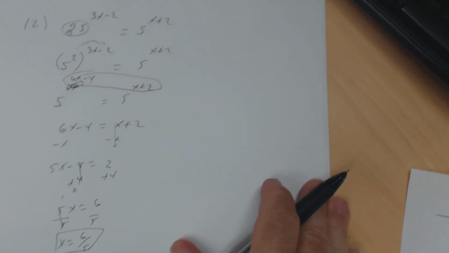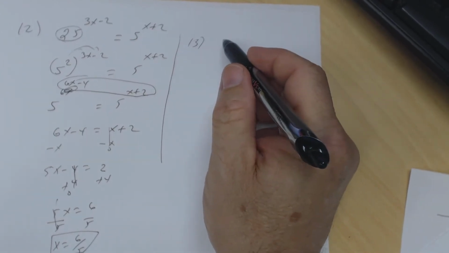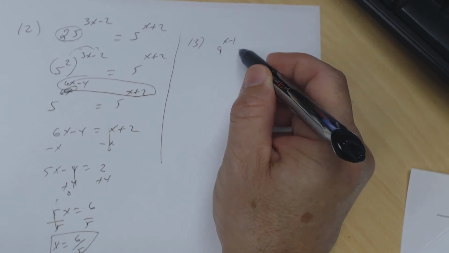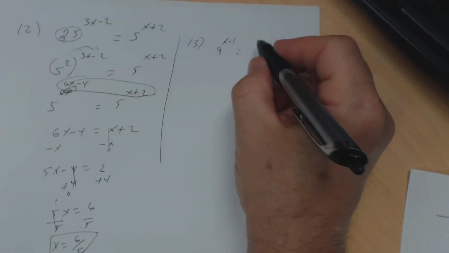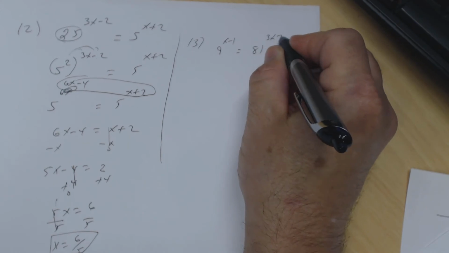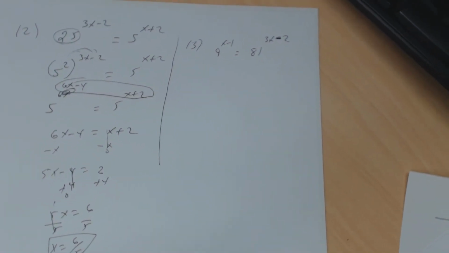So that wasn't difficult. Let's do 13. Let's suppose we had this. Let's suppose we had 9 to the x minus 1 power equal, let's say 81. Oops. Yeah, let's say 81 to the 3x minus 2 power. That'll be fine. Okay, so let's think about this.